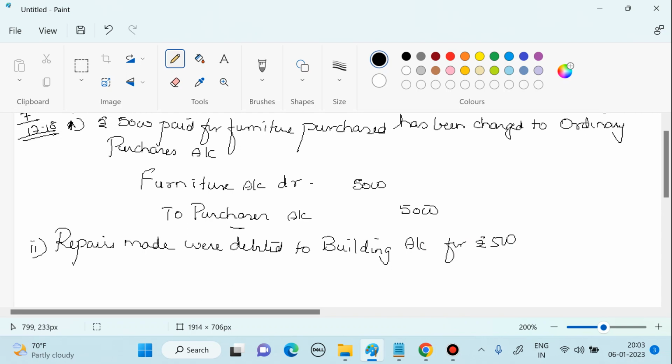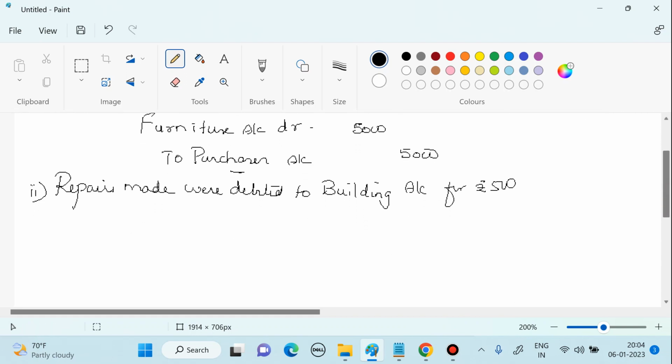The next one is repairs made were debited to building account for 500. So when repair is made, they debited building 500. So where should that 500 have been debited to? Which account?